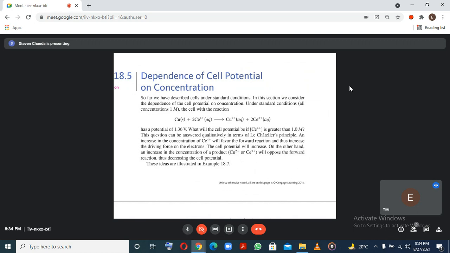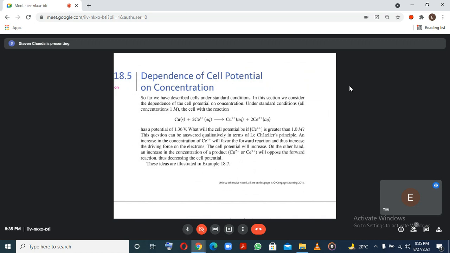They mean the concentration. So what will happen if the concentration of that reactant there, which is Ce4+, what will happen to the cell potential if we raise its concentration to greater than 1 molarity? Remember, all the things in solutions under standard conditions, all the concentrations are 1 molarity. So now we are increasing the concentration of a particular reactant. So what will happen to the E cell?